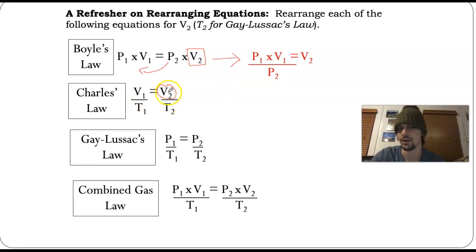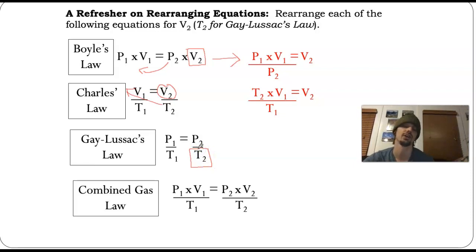So here, how do I get V2 by itself? I just simply cross multiply, move T2 to the other side. So my new equation would be V2 equals V1 times T2 over T1. Now for this one, I don't see V2, so in the directions it says solving for T2. Now this one's a little tricky because I'm solving for a variable that's on the bottom. So if I simply cross multiply here, I end up with P1 over P2 times T1 over 1 over T2. So I end up with an inverse. I can't solve for that.